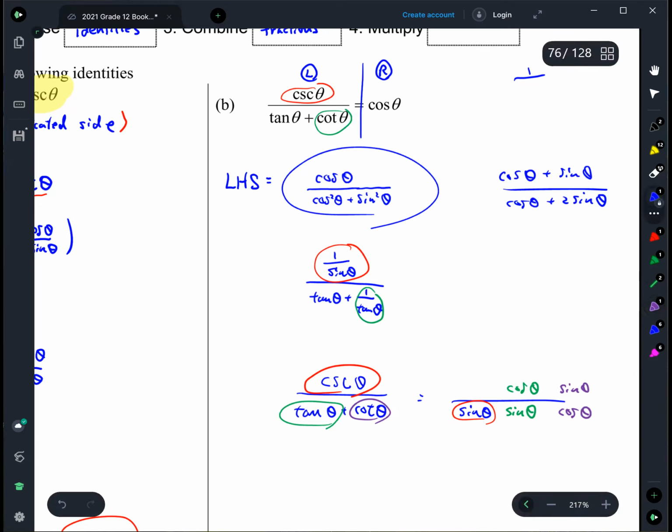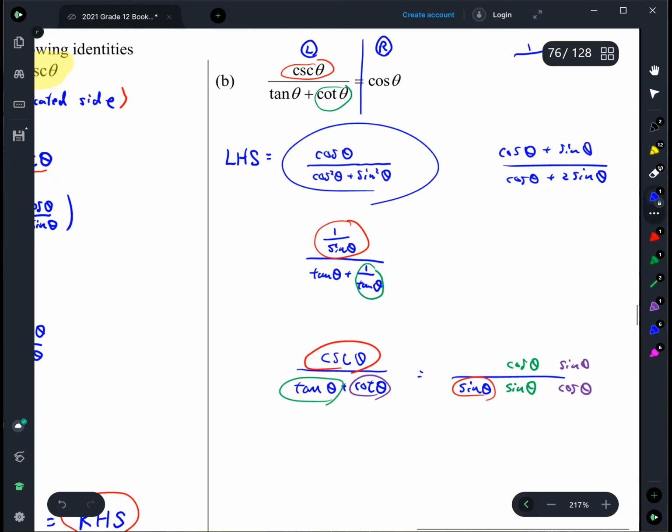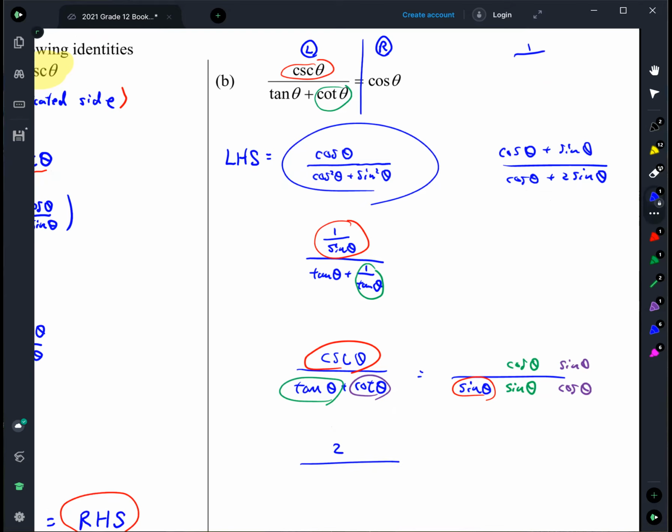Think about numbers, okay? So for example, if I have 2 over 3 plus 3 over 2. Normally, right, if you want to simplify this expression, okay, Chris, what would you do? If you have 2 fractions at the bottom, do you do the flipping them first or do you add them up first?